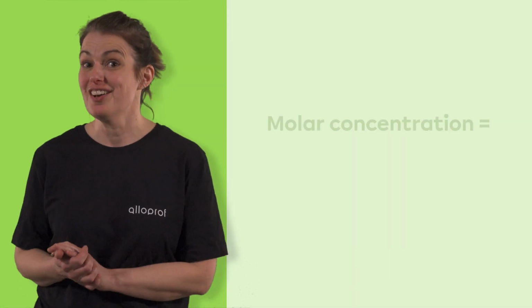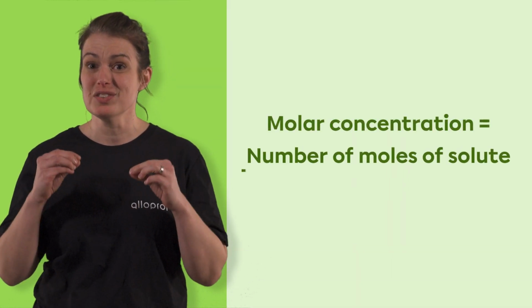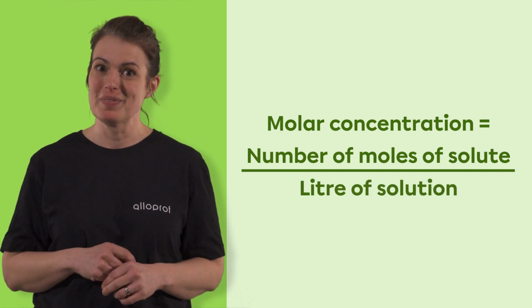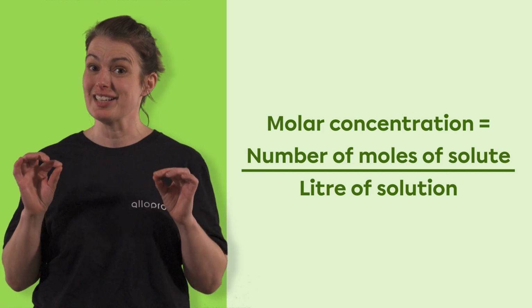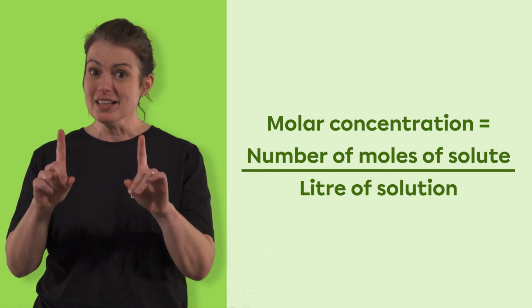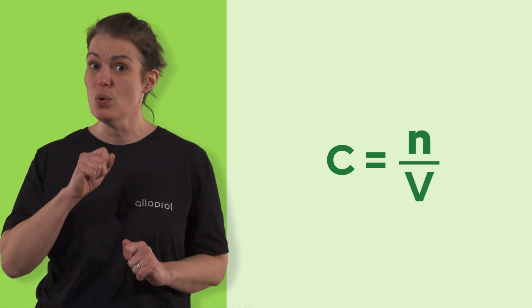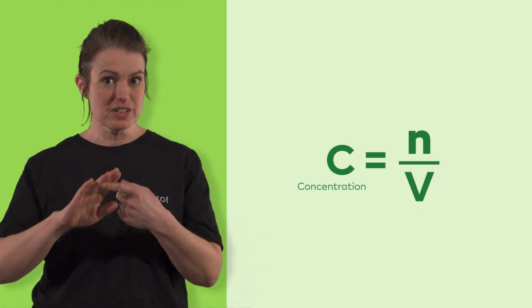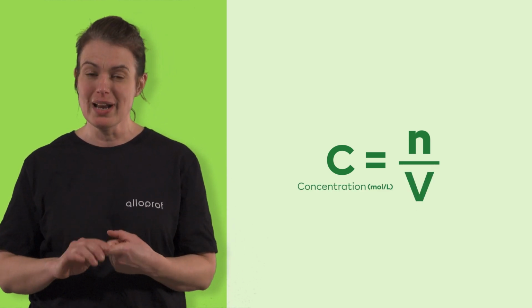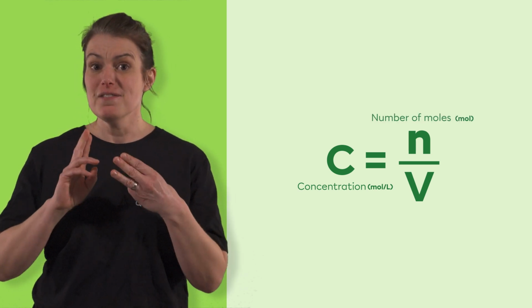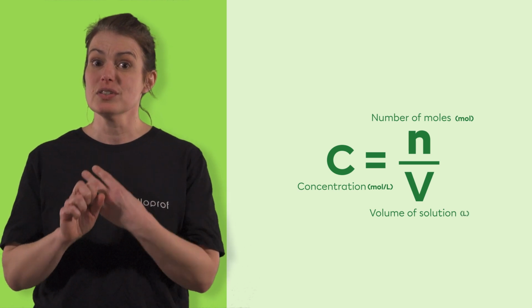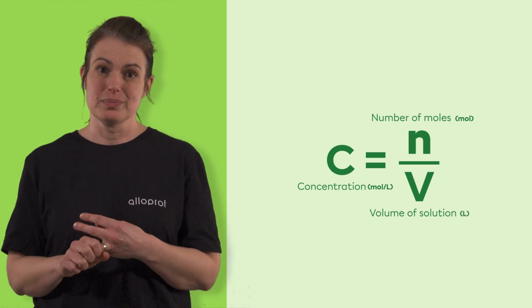Molar concentration of a solution is the number of moles of solute per liter of solution. It is a quantity widely used in chemistry because it simplifies calculations. We calculate molar concentration using the formula C equals N over V, where C represents the concentration in moles per liter, N represents the number of moles of solute, and V represents the volume of the solution in liters.